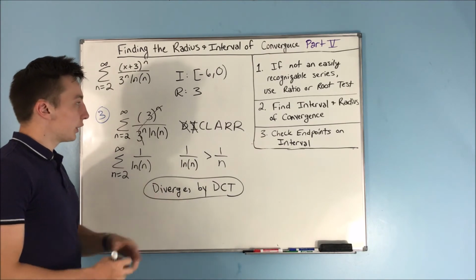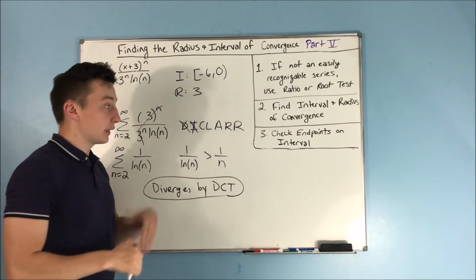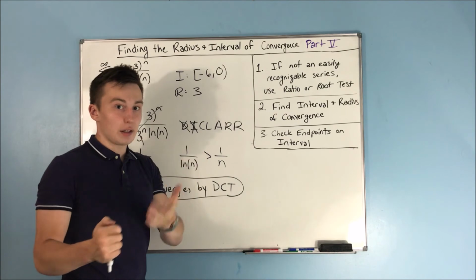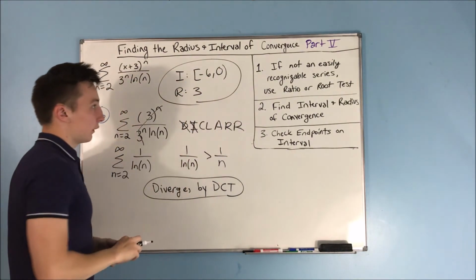So since this diverges, that means that this endpoint will not be included, because since it doesn't converge, it's not going to be in our interval that converges. So this is our final answer.